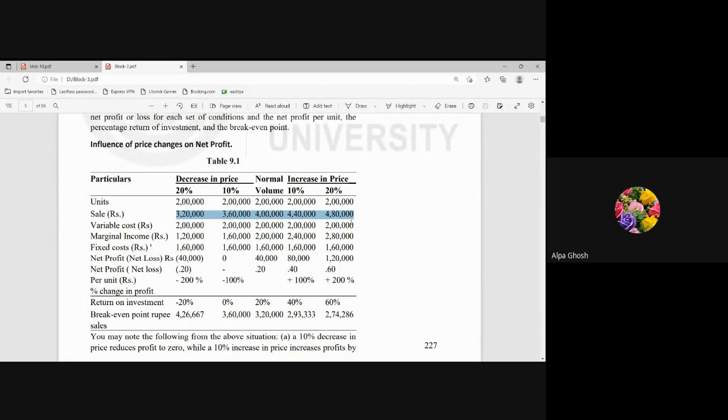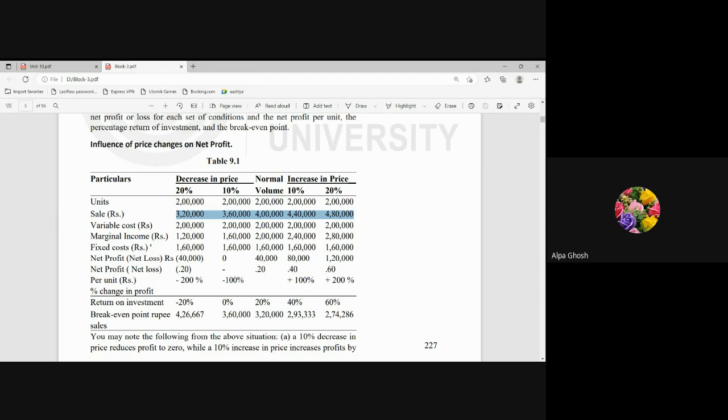Variable cost is fixed. Variable cost is 1 rupee per unit. So units are 2 lakhs, so variable cost is also 2 lakh in each case. So what is the marginal income? Marginal income is sales minus variable cost. In this marginal income, we deduct fixed cost and then the answer is either net profit or net loss. Am I clear? Just go through this.